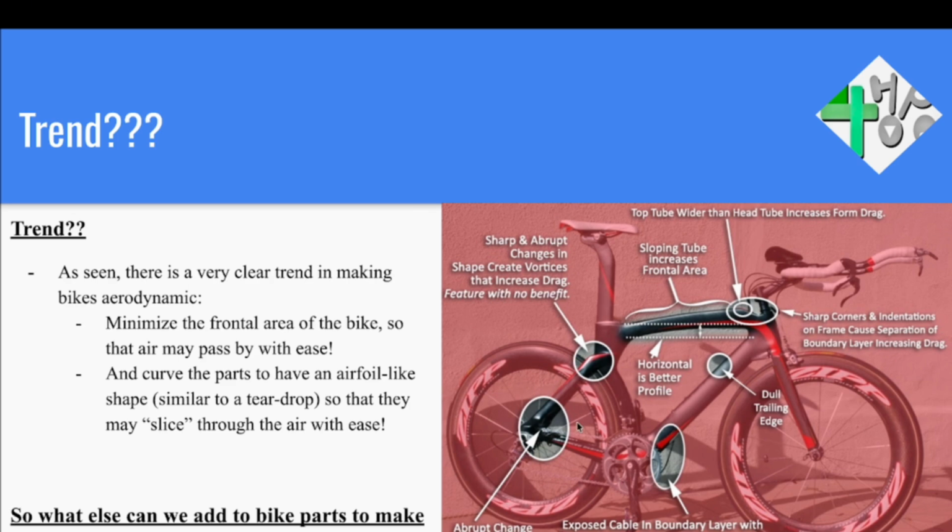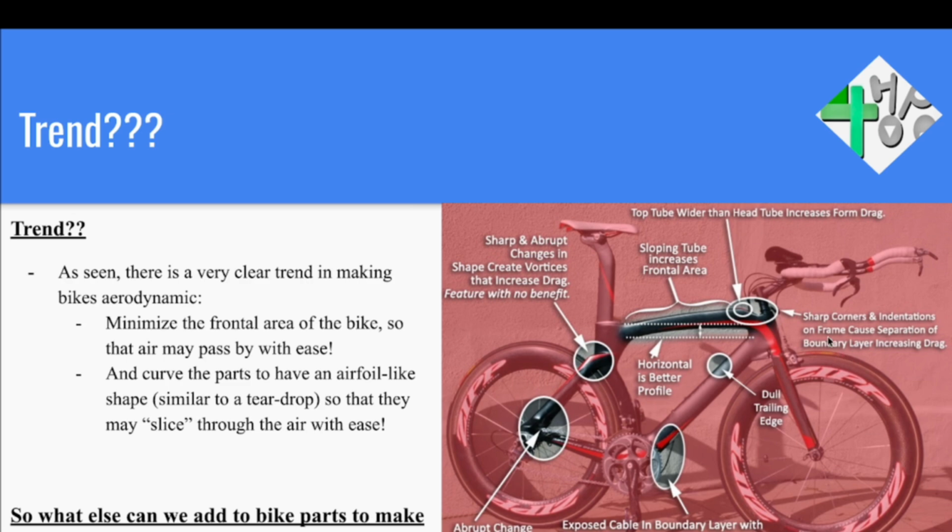And there's an abrupt change in shape with the frame design as well, definitely. There's an exposed cable and the boundary layer with exposed guide, and that creates an interference drag and resultant vortices, which makes sense because air is essentially trying to pass through with ease. If you minimize the frontal area, that means you want the bike parts, the airfoil, and the air itself to pass through easily within the bike. The dual trailing edge is also influenced. Horizontal is a better profile, and we haven't talked about horizontal profile. We'll talk about that later, but we can also see here that sharp corners and indentations on the frame cause separation of the boundary layer, increasing the drag as well.